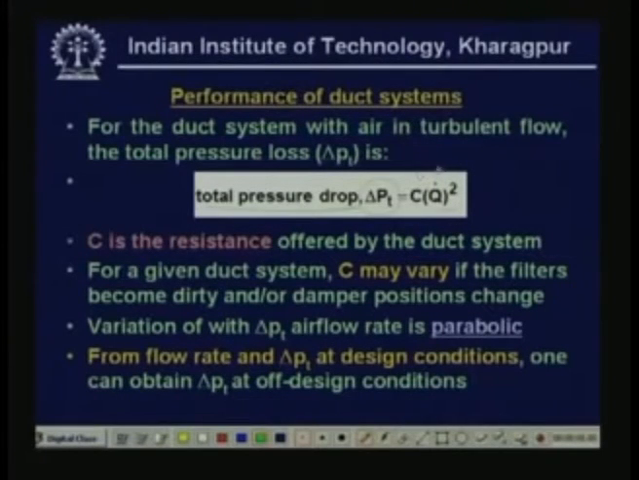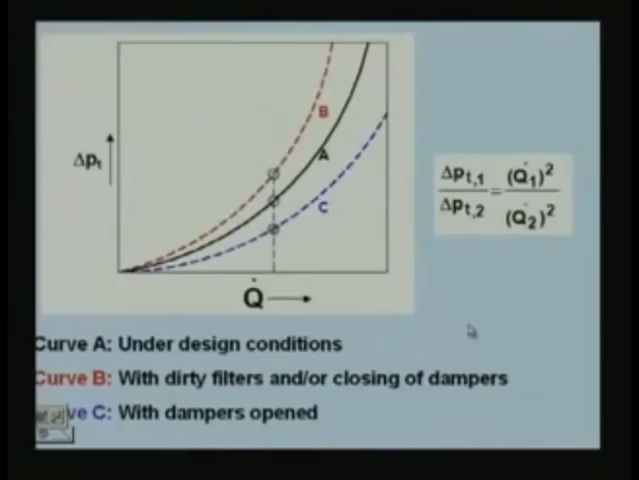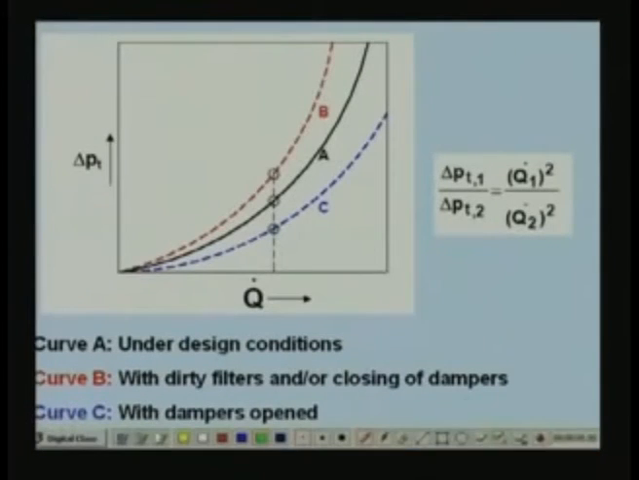You can see from this equation that if you plot the total pressure loss versus Q dot, you get a parabola. Okay. That means you get a curve of this nature. So, for a given duct system, this is the delta Pt, total pressure loss, and this is the airflow rate in meter cube per second. So, we have seen that delta Pt is equal to C into Q dot square. Okay. So, you get a parabola which passes through the origin. That means when Q dot is 0, delta Pt should be 0, right.